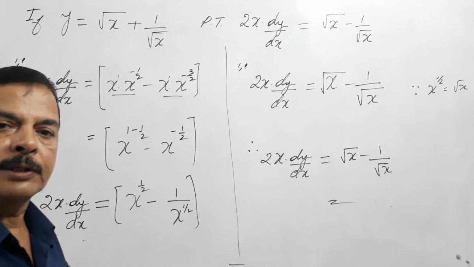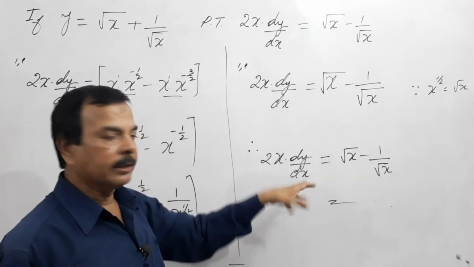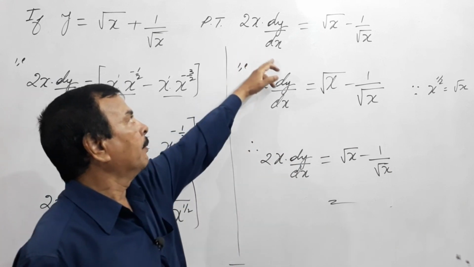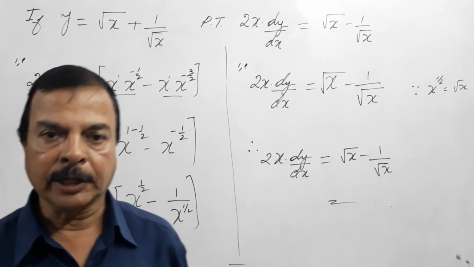Do you think the problem is very easy, dear students? Follow the question, you will get the answer. You got dy by dx, you have to multiply by 2x. Got it? Done? Okay, we'll go for the next problem.